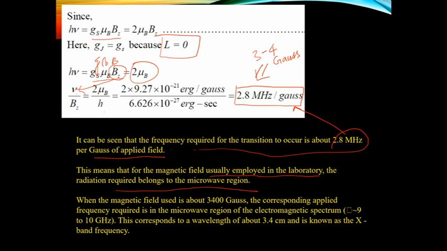When the magnetic field used is about 3400 Gauss, the corresponding applied frequency required in the magnetic resonance spectrum is close to 9 to 10 gigahertz. This corresponds to a wavelength of 3.4 centimeter, known as the X band. It's the name we give for the same.